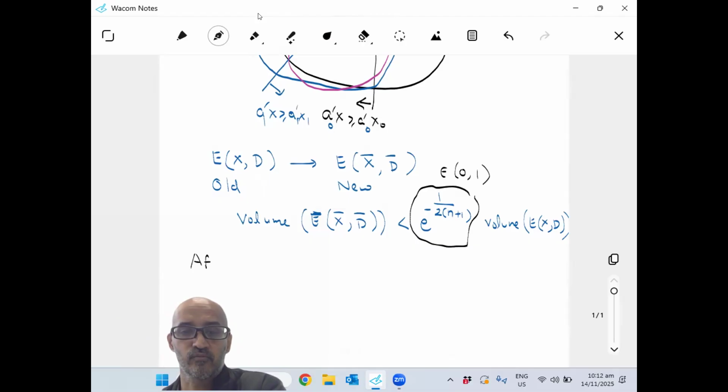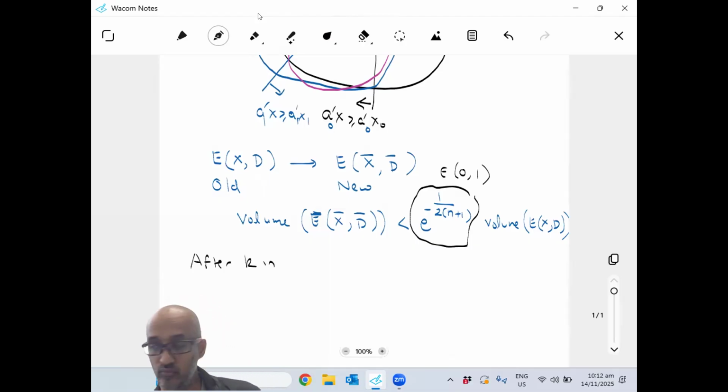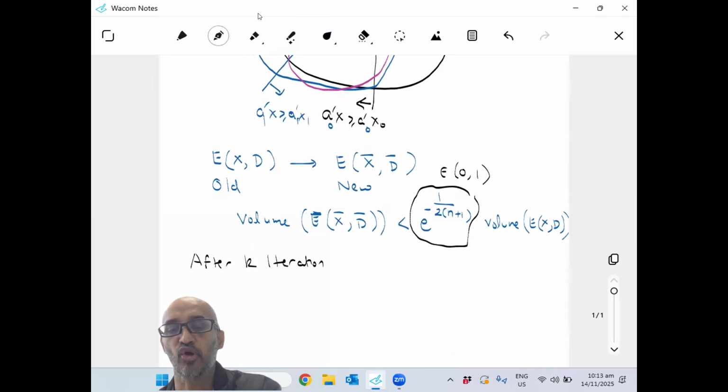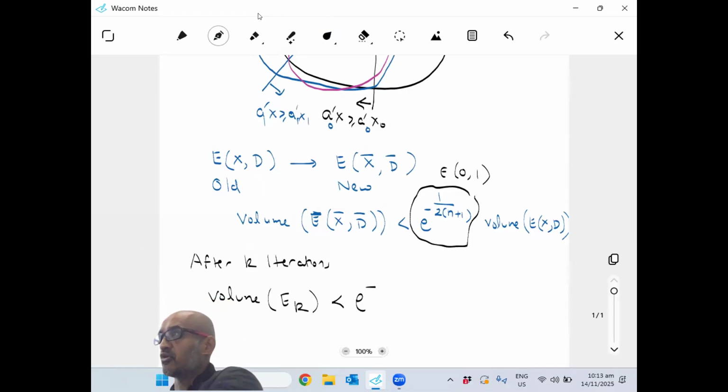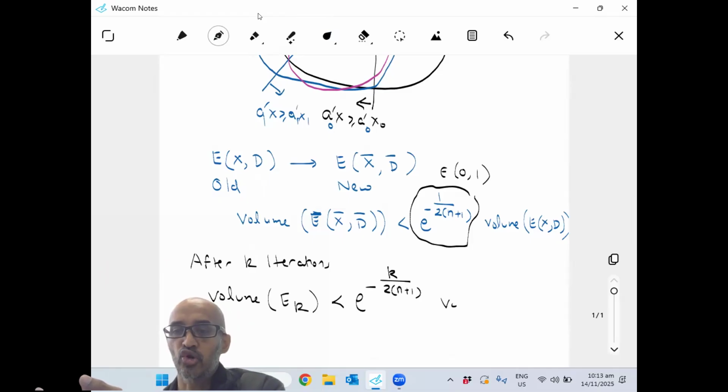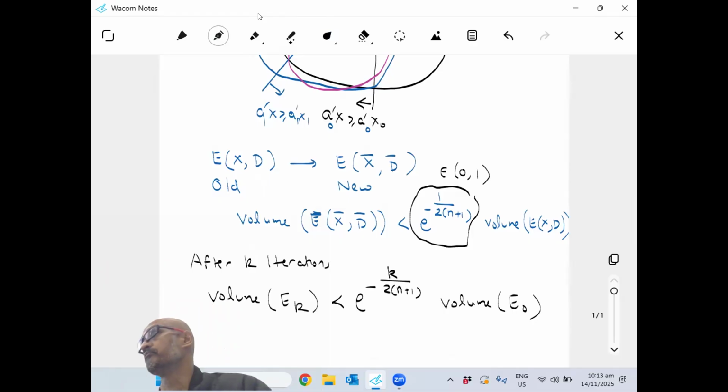Let's say I run this ellipsoid method k times. The volume of the ellipsoid at step k, let's call that Ek, the kth ellipsoid, will be e to the power minus this exponential term multiplied k times. Because of the property of the exponential, this is e to the power minus k by 2(n plus 1), times the volume of the original ellipsoid that you started off with. This is just an implication of this condition. If you believe this condition, it's a natural implication: I just do it k times iteratively, so I get e to the power minus k by 2(n plus 1).